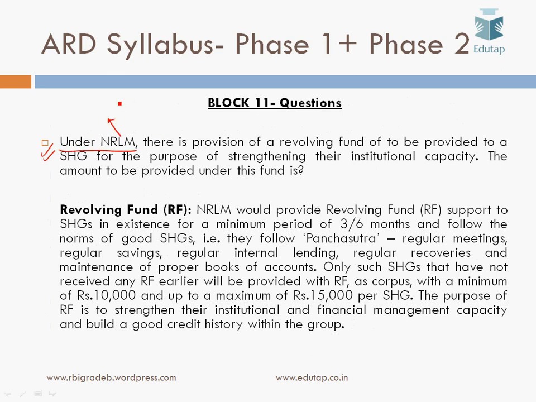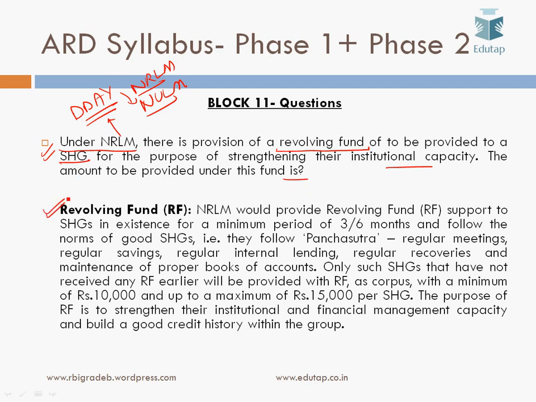Please note that this mission is now a subset of Deen Dayal Antyodaya Yojana. Right, so NRLM as well as NULM, they are now subsets of Deen Dayal Antyodaya Yojana. Under NRLM, there is a provision of a revolving fund to be provided to a self-help group for the purpose of strengthening their institutional capacity. The amount to be provided under this fund is how much?